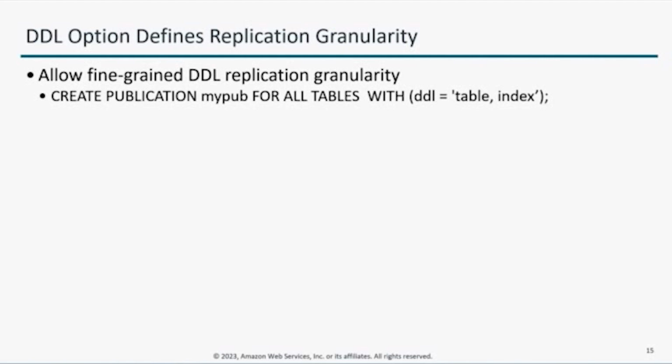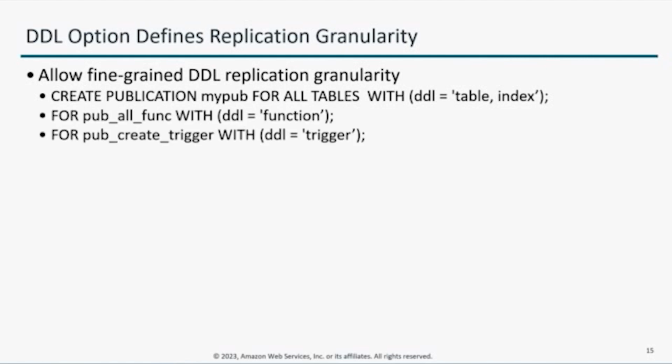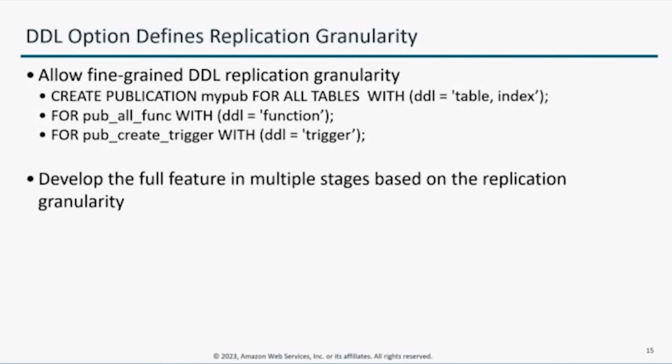Currently, we allow this fine-grained replication granularity through the DDL option. For example, we now allow DDL replication to be defined on tables and indexes, or only on table or index commands. As you can see, in the future we can expand the syntax to support replication of other kinds of objects like function commands and trigger commands, etc. Not only is this intuitive from a use case point of view, it also helps with development. It helps us develop the feature in multiple stages based on the individual replication granularity. But we choose to start with table and index just because these are the most common commands.